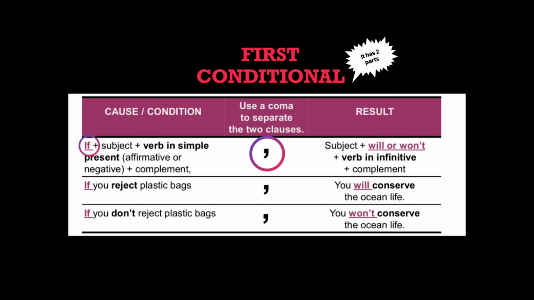In this chart, as you can see, we have again if as the introduction of the sentence, then we have the subject plus the verb in simple present. This is the condition, and it can be affirmative or negative, and then the complement. Use a comma to separate the sentences. Remember, they are divided into two.